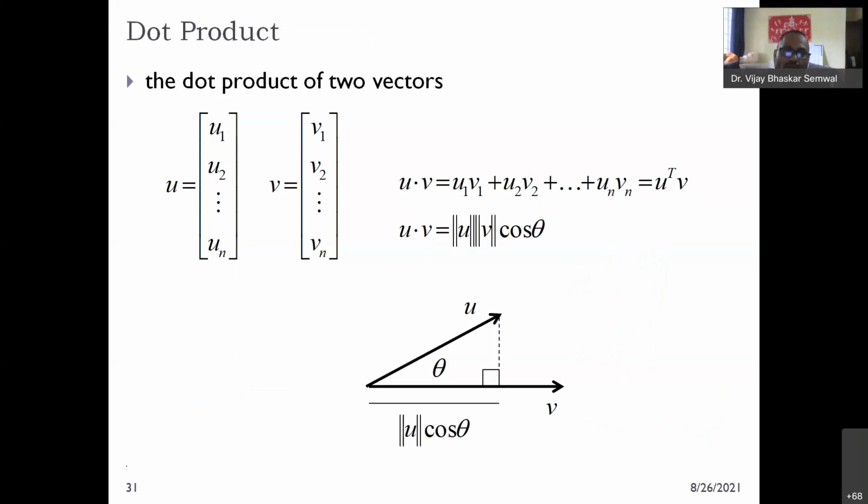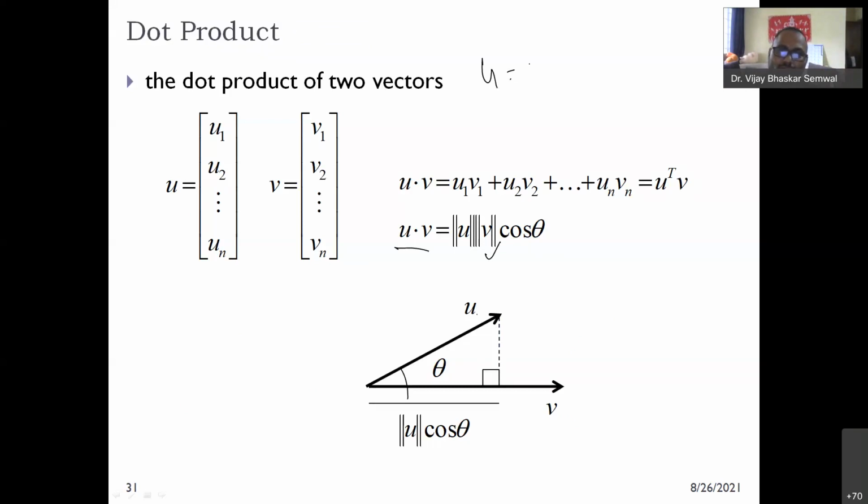Now let us see the dot product of two vectors u and v, if it is an n-dimensional vector. As I already told, the dot product always gives the projection of this vector over u. So if v is a unit vector, the magnitude will be 1, so u cos theta. So if you take the dot product, it is directly telling the projection of u over v.